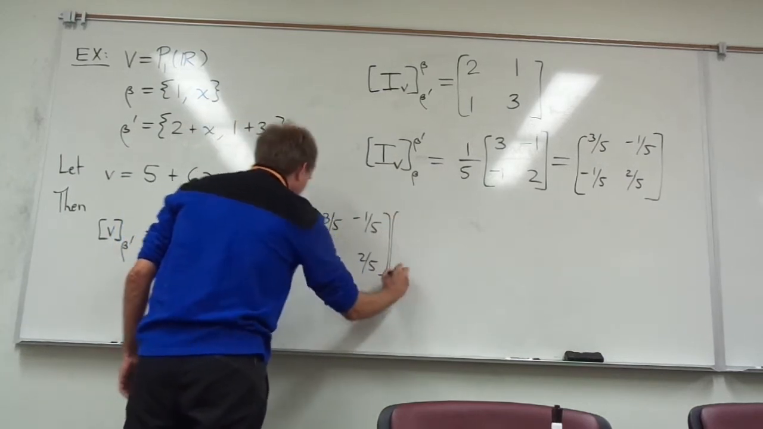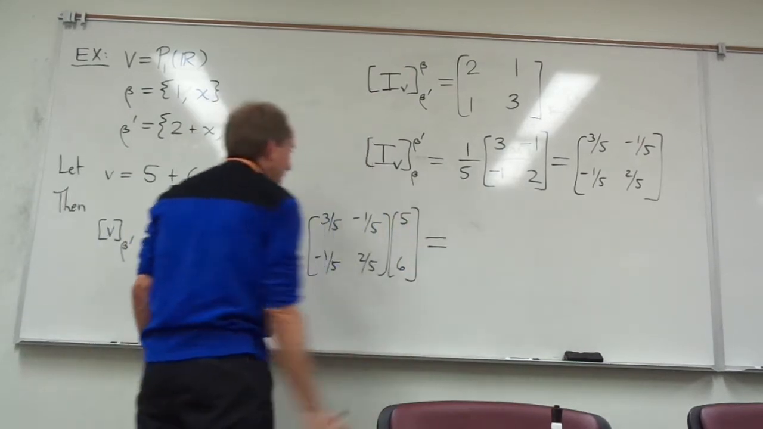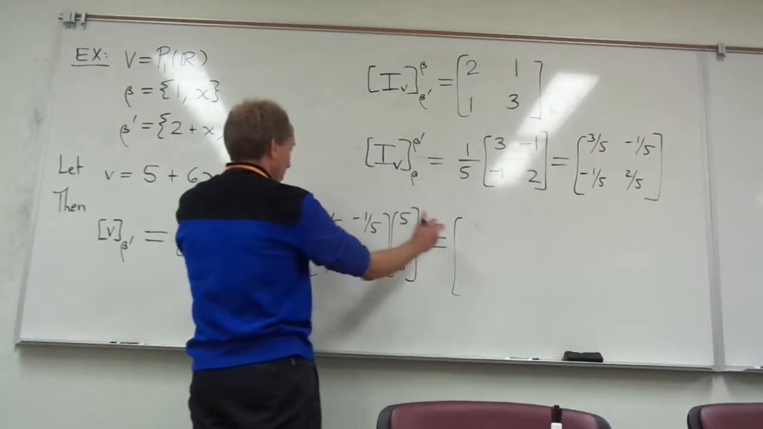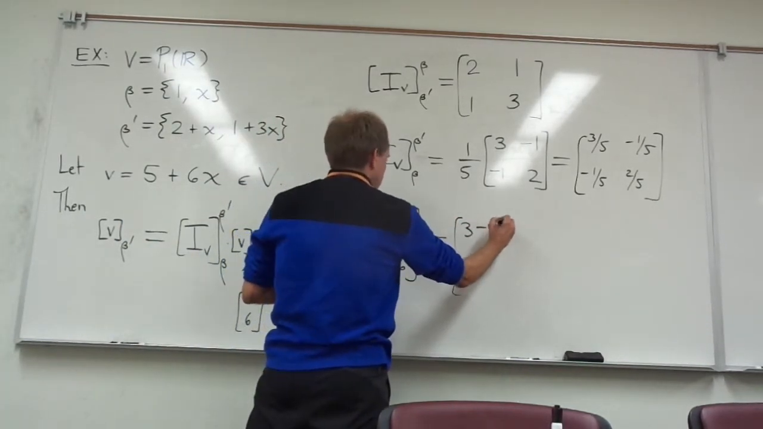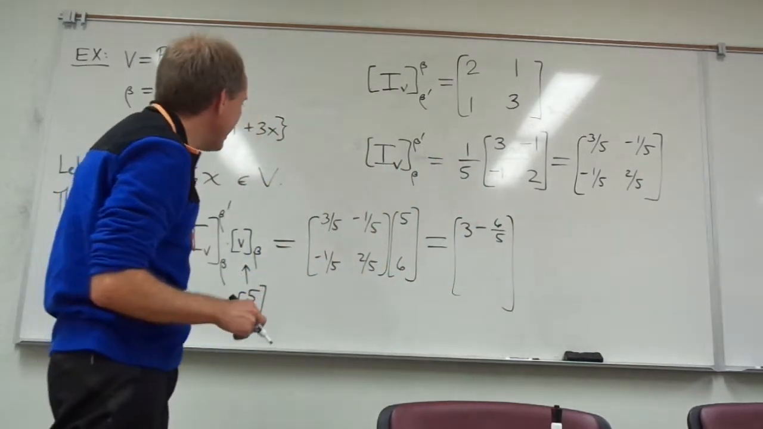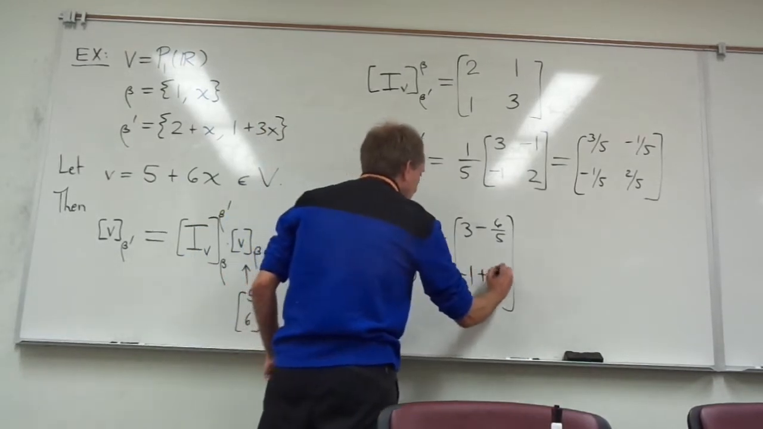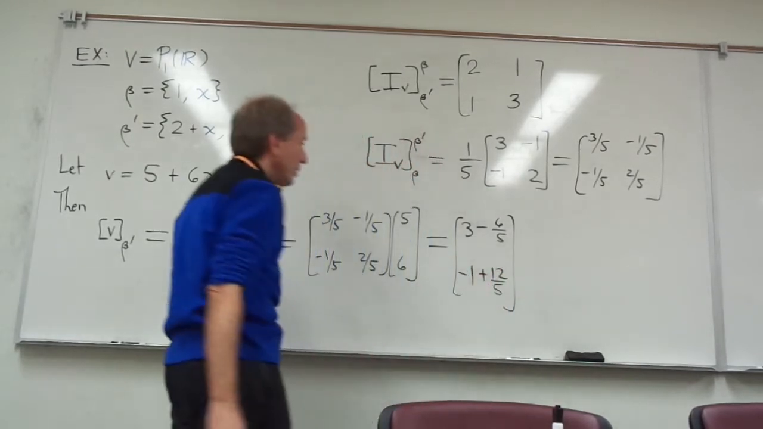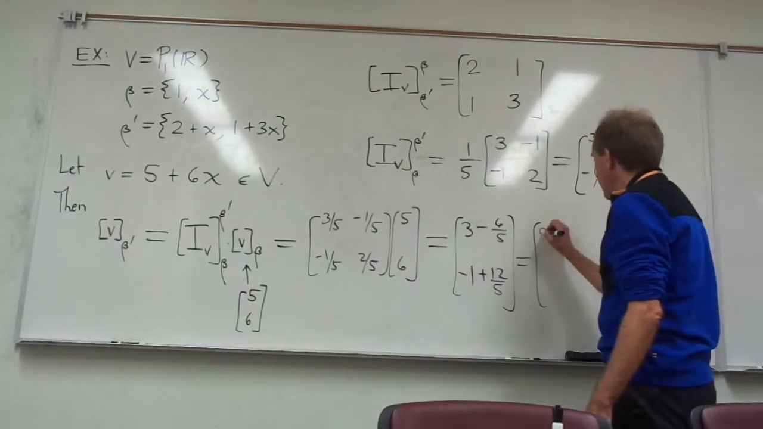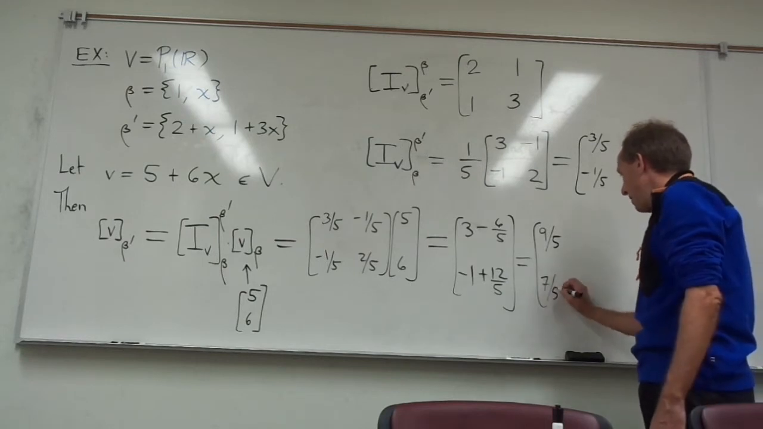And we would just multiply that by the vector (5, 6). Okay? Let's just do that really quick. It looks like on the top we're going to get 3 minus 6 over 5, whatever that is. We'll simplify it in a minute. And on the bottom we're going to get negative 1 plus 12 over 5. Okay, and so if we simplify that, this should come out to 9 over 5 and 7 over 5.